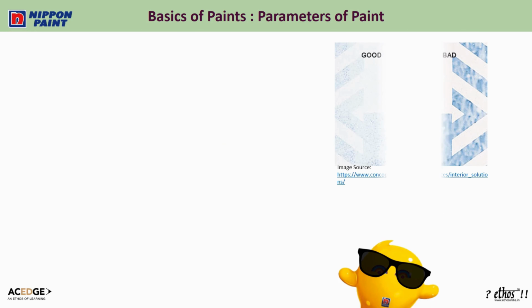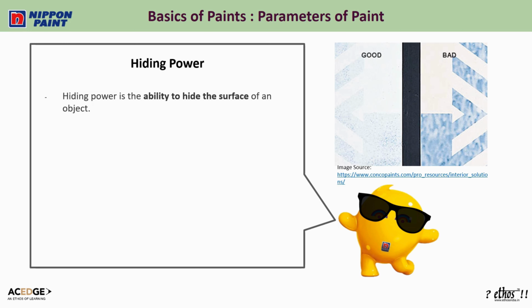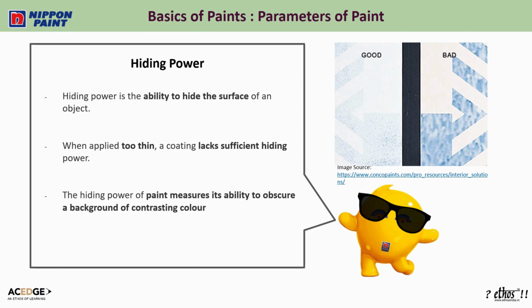Now, what does hiding power mean? Hiding power is the ability to hide the surface of an object. Is it as simple as it sounds? Well, you must remember that when paint is applied in a very thin coating, it will lack sufficient hiding power. The hiding power of paint measures its ability to obscure a background of contrasting color. Hiding power is also known as opacity and contrast ratio.